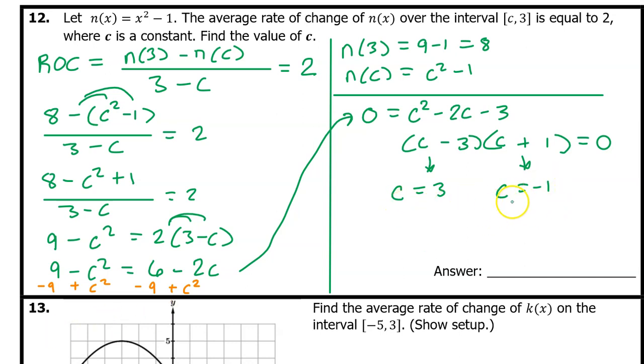However, one of these values is obviously extraneous. C cannot equal 3. You can see that right here. If we put 3 for c in the denominator, that's 3 minus 3, which is 0. You cannot divide by 0. Also, that would make the interval from 3 to 3. Well, that's no interval at all. There's no space there, so you could not have a rate of change. So either way you want to think about it, the 3 doesn't make sense. So c is simply negative 1.